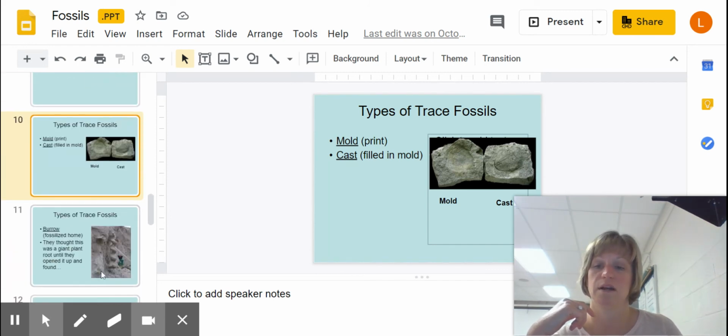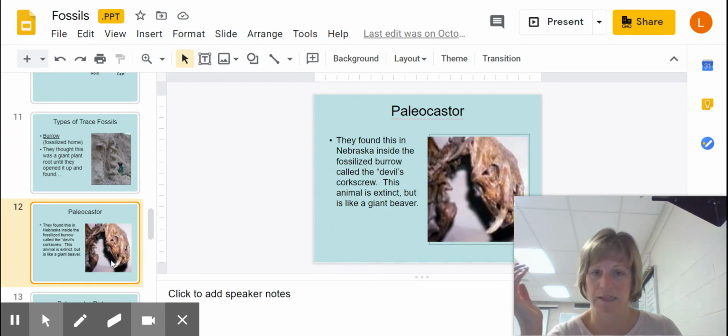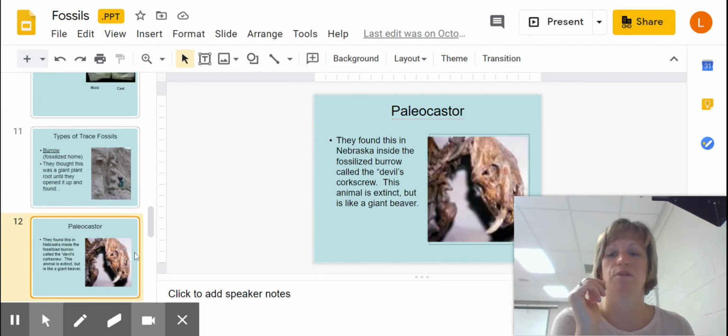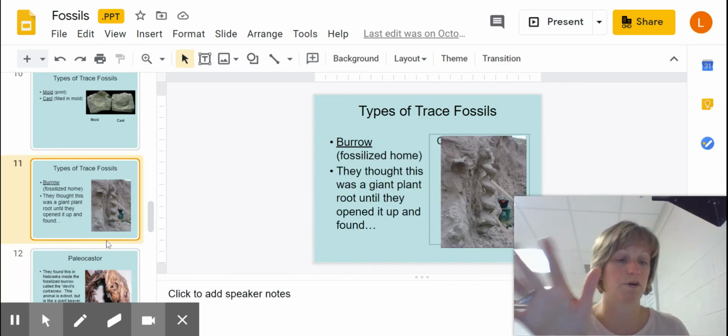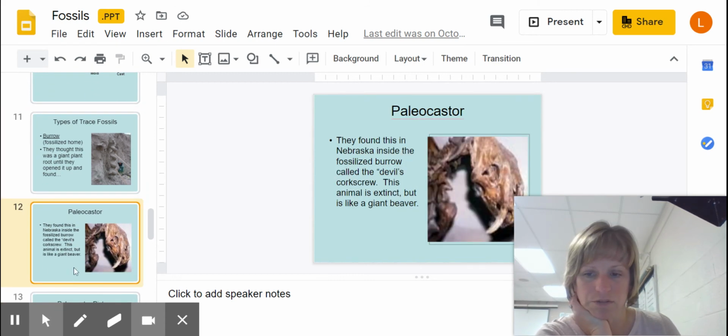Now here's another kind of trace fossil that you know about. Daemonelix, right? This is a burrow. And remember, they thought they were plant roots until they found Palaeocastor inside. So what you should be writing there is just burrow, that burrows are a common trace fossil, evidence of the activity of the creature.